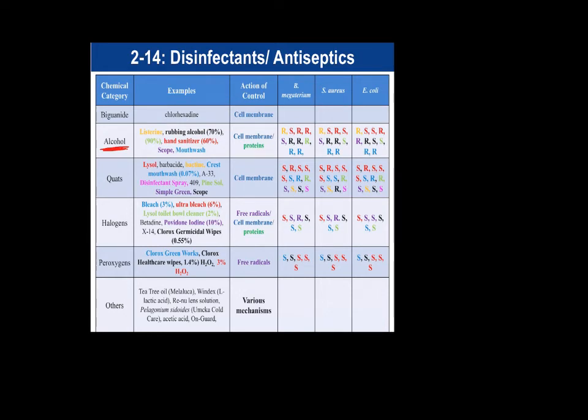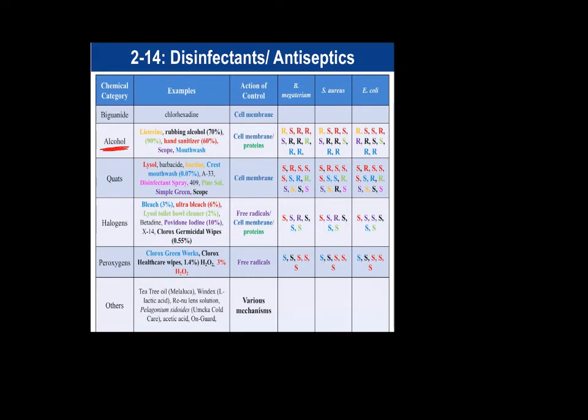We have red for our B. meg, so mostly sensitive, one resistant group there, mostly sensitive for staph, mostly sensitive for E. coli. And if you read the side of a Lysol bottle, it is advertised as a disinfectant antiseptic, and it is advertised to target organisms such as E. coli and Staph aureus specifically. Another type of mouthwash, we have Bactine, Disinfectant Spray 409, Pine Sol, Simple Green. So you can go and look at the chart and see that there was some variability. Some are resistant, some are variable.